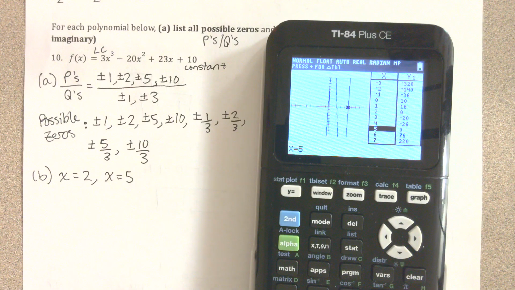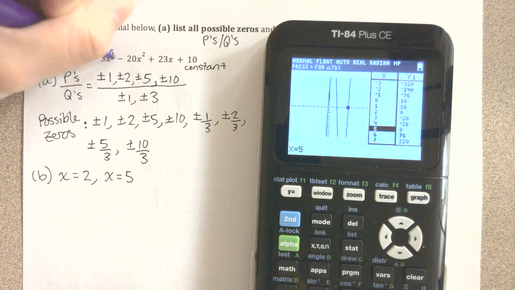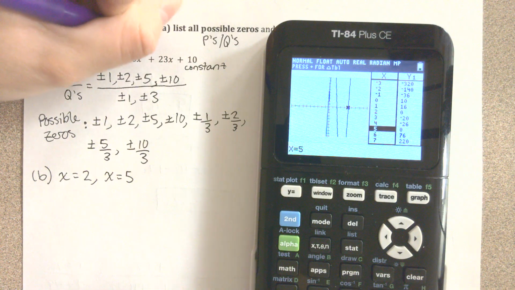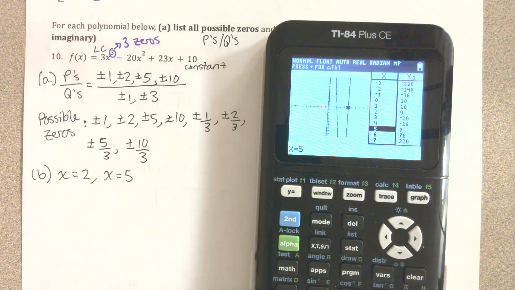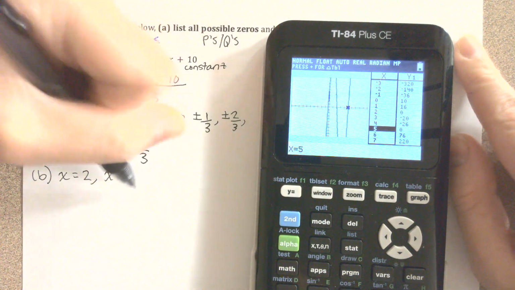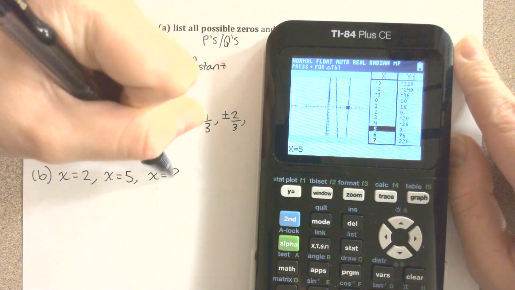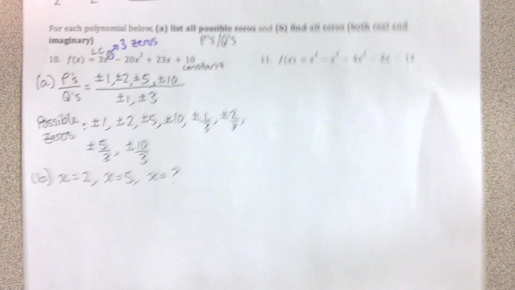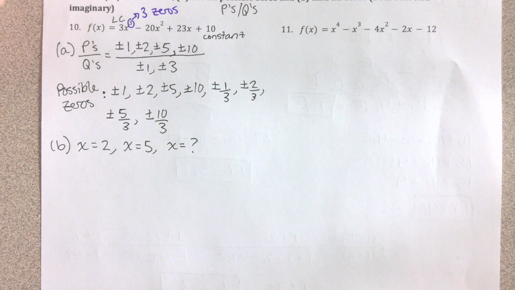Reminder, check your degree when you start the problem. This is a degree of 3, so we're looking for 3 zeros. So keep that in mind. So clearly we have a third 0, but we can't tell what it is. So we're going to have to figure it out. So right now it's just a question mark. So the calculator gave us something to start with.